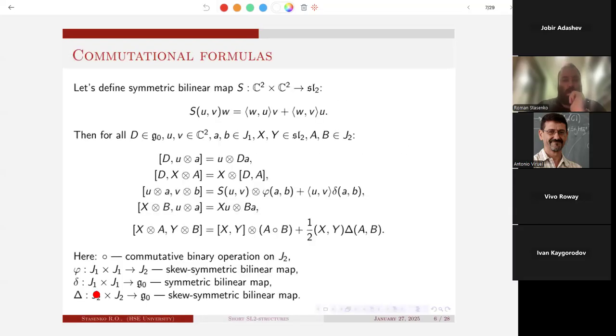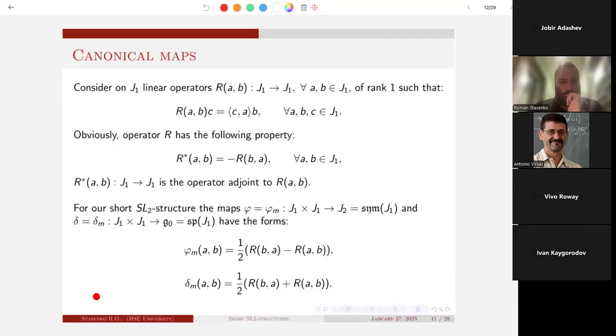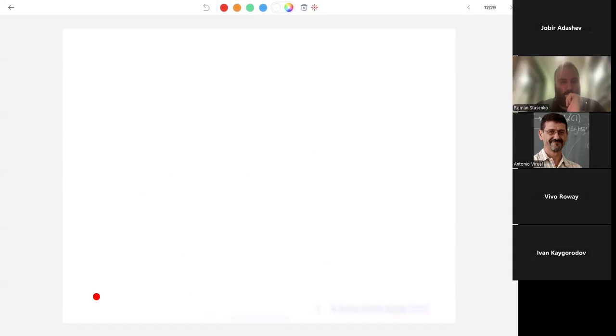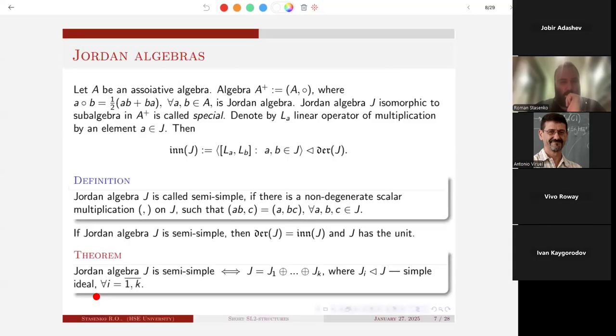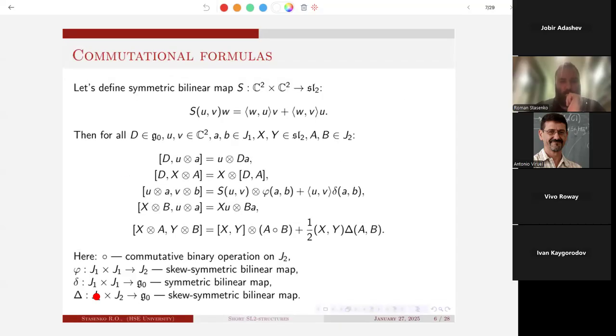One moment, big delta, but we... excuse me, I don't know why it is so. So the big delta. What is the big delta? Skew symmetric bilinear map. But our first aim is to define what formulas we can obtain by phi, delta, and big delta.